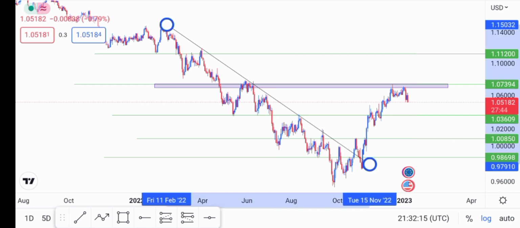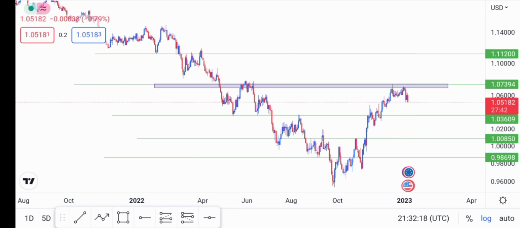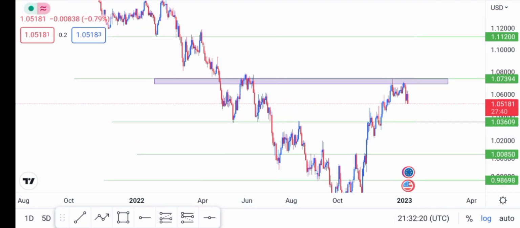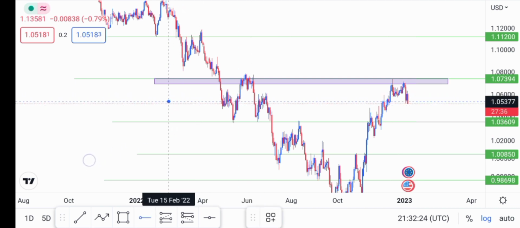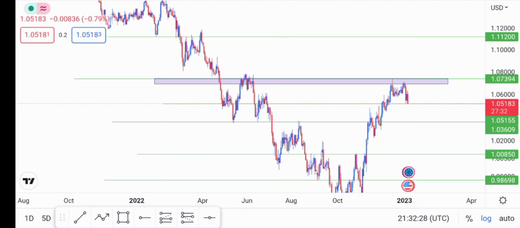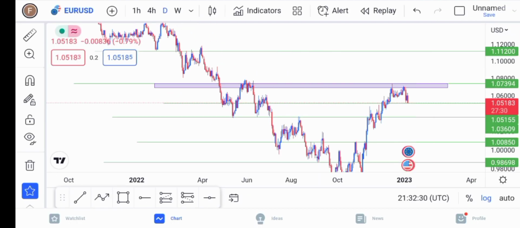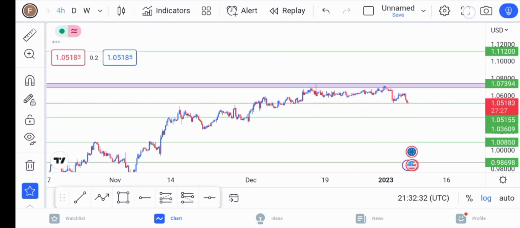But let us keep on analyzing and let us move to the lower time frame to see what's really going on. And it seems like I'm seeing another level right over here again, where the market is at now. So I'll just move to the 4-hour time frame to confirm.